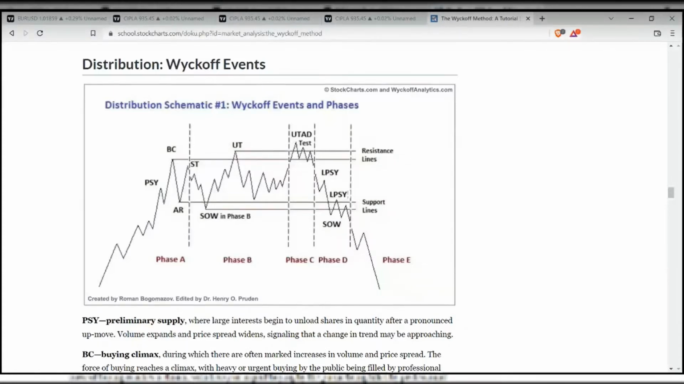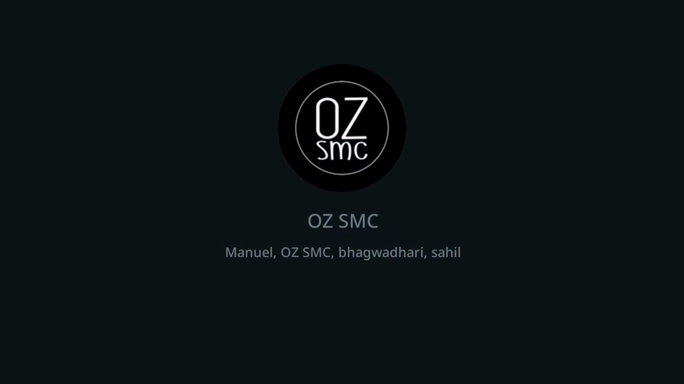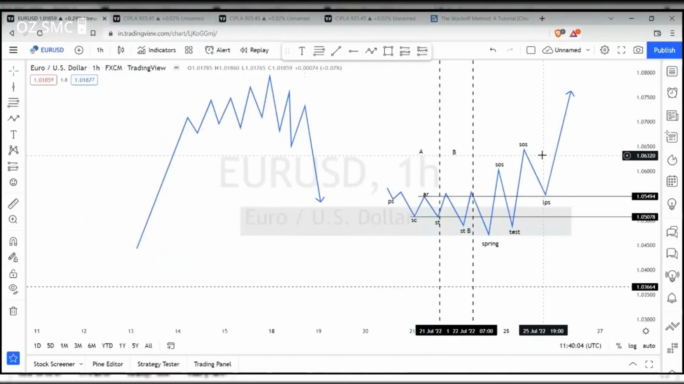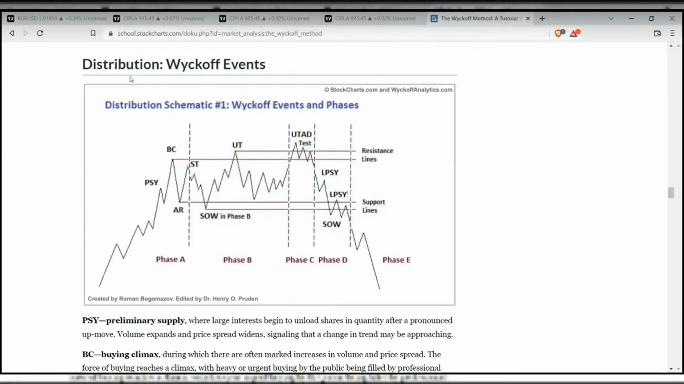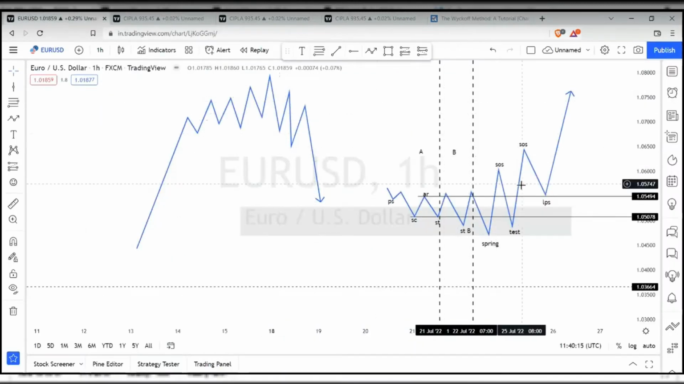Okay, so I hope you get a little bit of this. If not, you watch the video again and refer to this, and hopefully you will get it in time. So the same thing. Okay, I'm not going to write it down. This is the PS and buying climax, automatic rally, ST, sign of weakness in phase B, UT, UTAD, break, break, test, test, and this is the markdown beginning. So these areas are where you want to involve yourself. These areas are where you want to involve yourself for that buy.